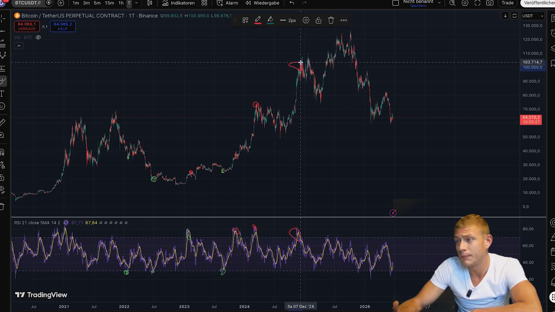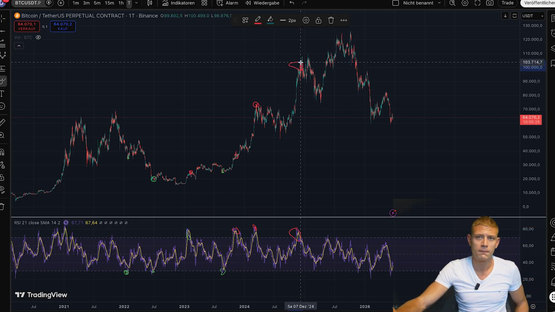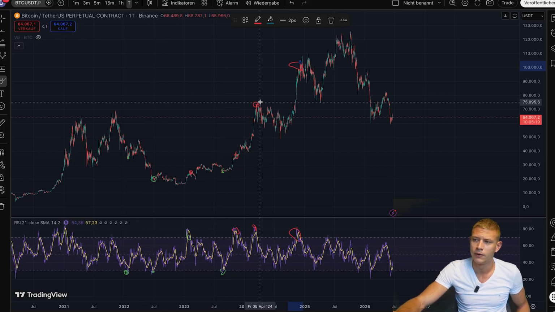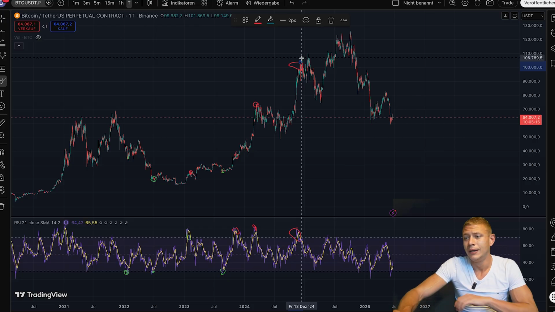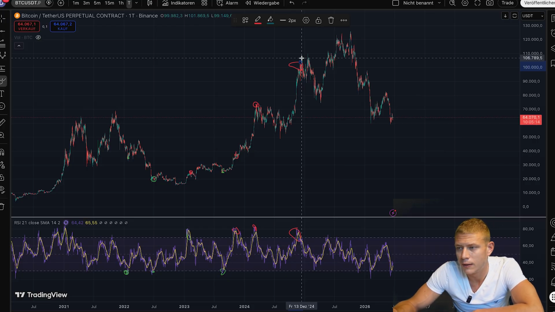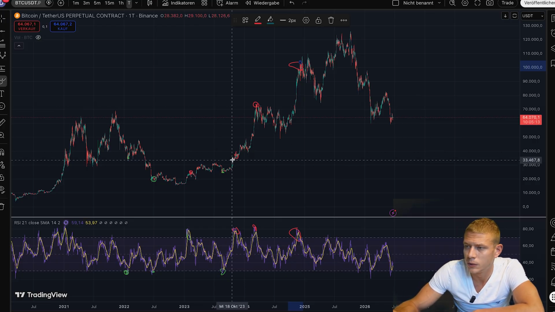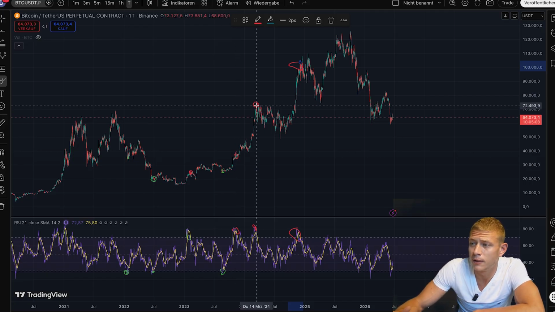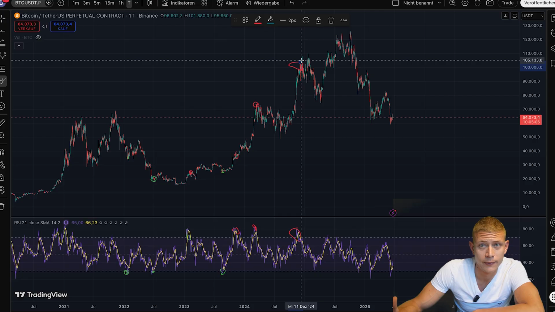Yeah, so you get my point why the RSI gives at least not bad signals: buying here, selling here, buying here, taking profits here, selling here. The thing is, if you only have the RSI, you would have probably closed the trade here completely, and you would not even know that there will be a second and third take profit to reach.